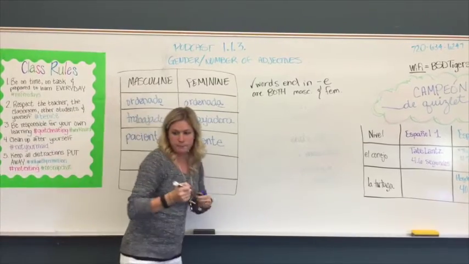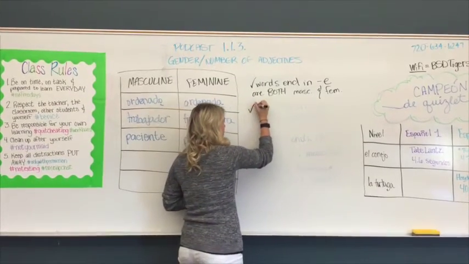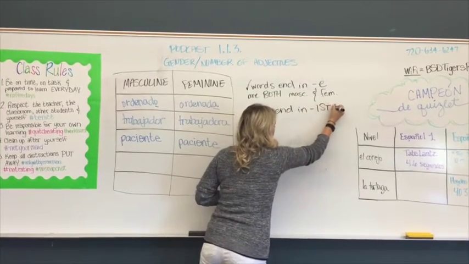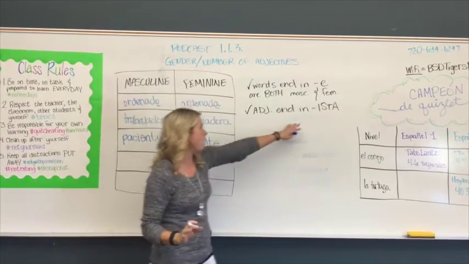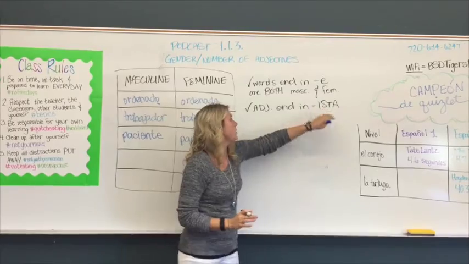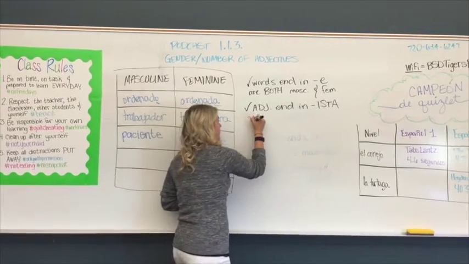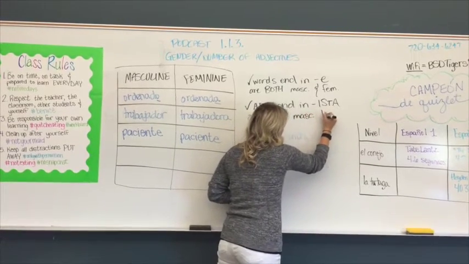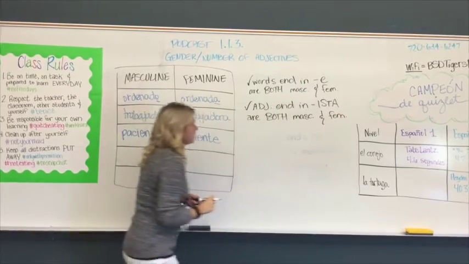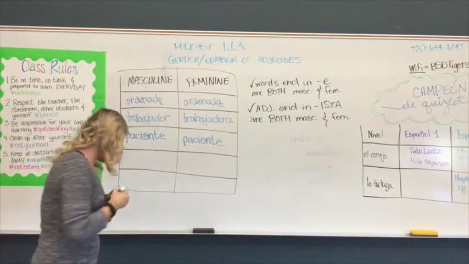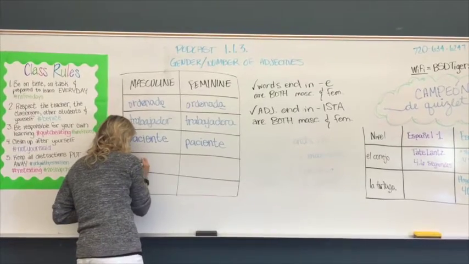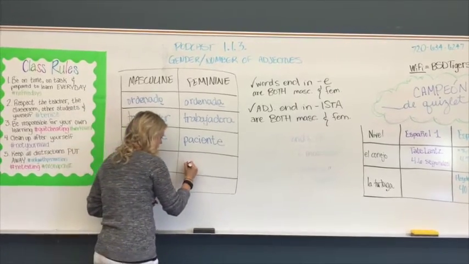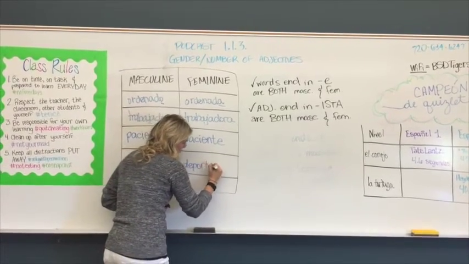Our other exception was words that end in ista, adjectives that end in ista. They will never change the ending. It won't change to isto. That doesn't exist. It'll always be ista. Words that end in ista are also both masculine and feminine. So my example for words for ista is deportista. You can say Paco es deportista, and you can say Margarita es deportista.